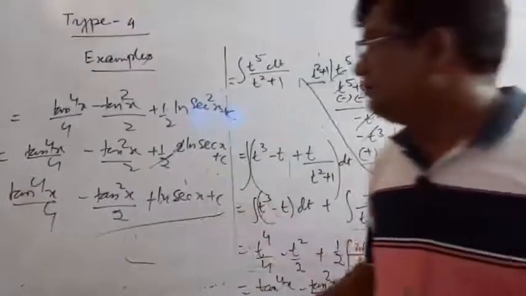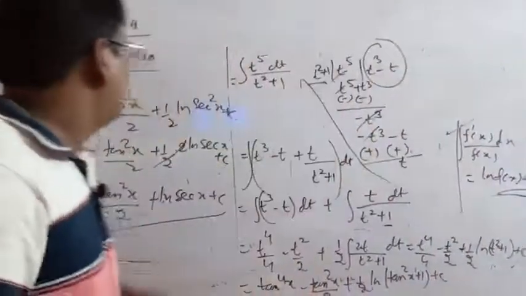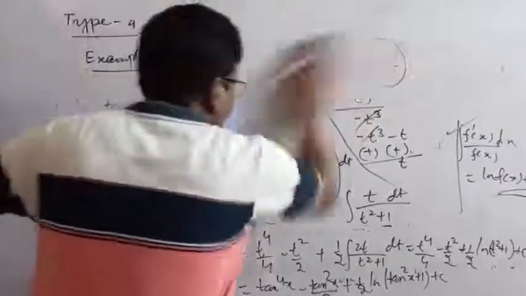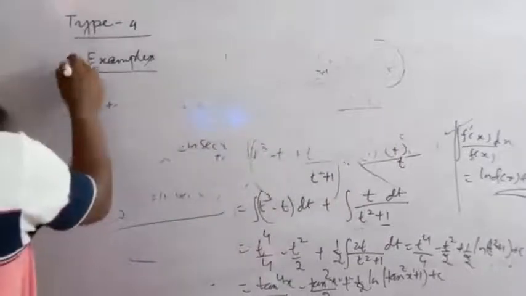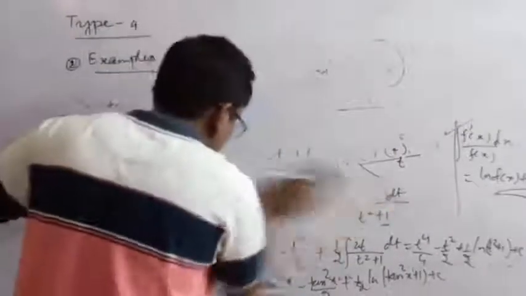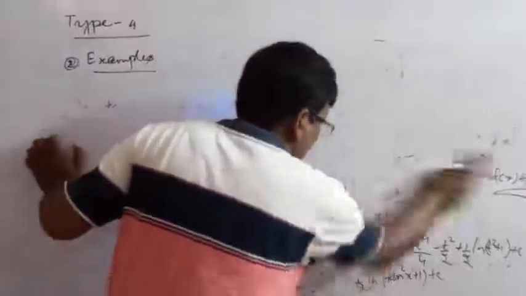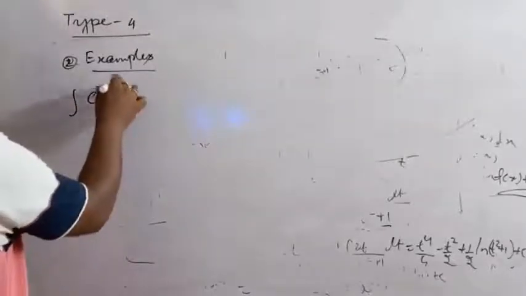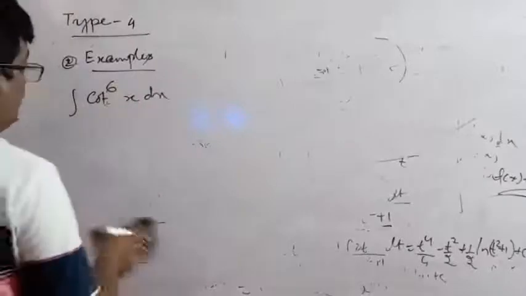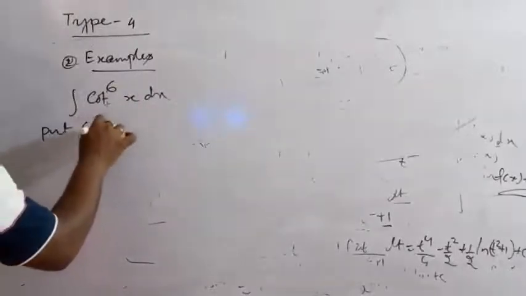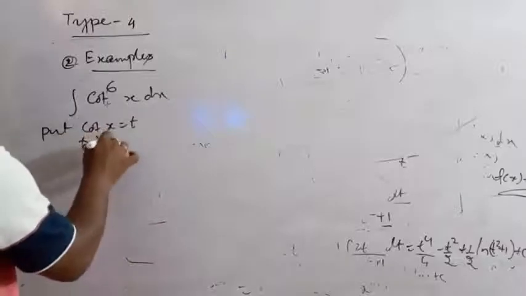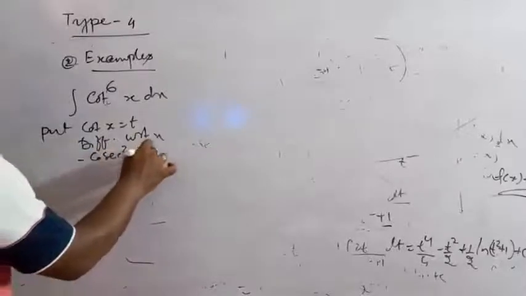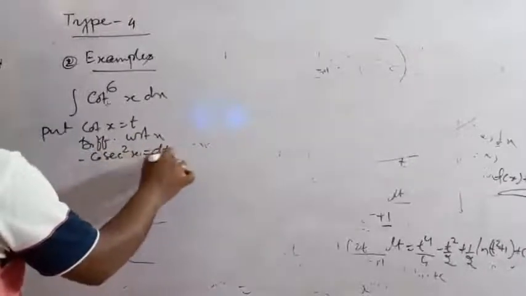Now this is the example of tan, and now the example of cot. This is example 1, and this is example 2. So example 2 is integration of cot to the 6 x dx. Same process. Put cot x is equal to t, differentiate both sides with respect to x. So minus cosec square x dx is equal to dt by dx.